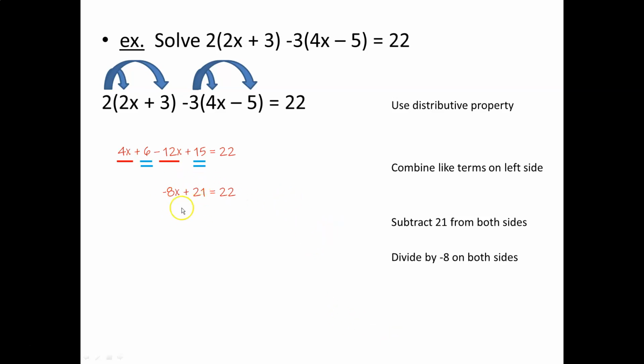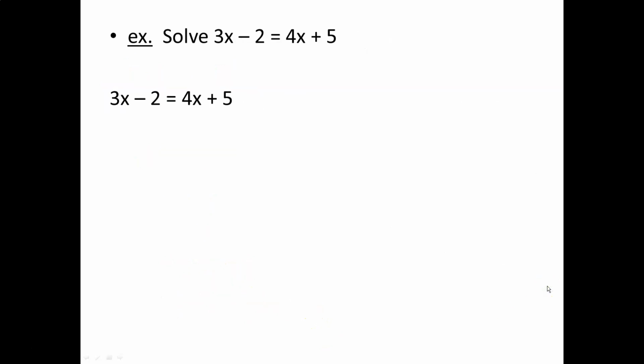Then we need to get rid of that 21, so we subtract 21 on both sides. We get negative 8x equals 1. Now we're going to divide by negative 8 on both sides. And we get x equals negative 1/8. That's your answer. How about another one?